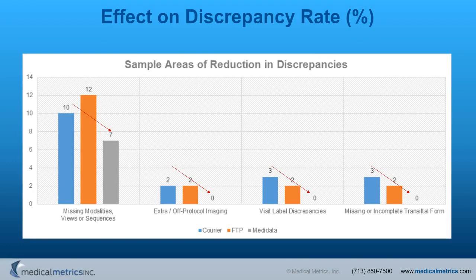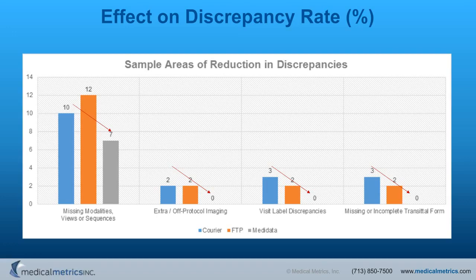Briefly, I wanted to review some of the key areas where we have seen reductions in discrepancies. This table shows 4 prototypical types of discrepancies that we encounter in clinical trials. The blue and orange bars show rates of discrepancies for Courier and FTP respectively. The gray bar is for Medidata.